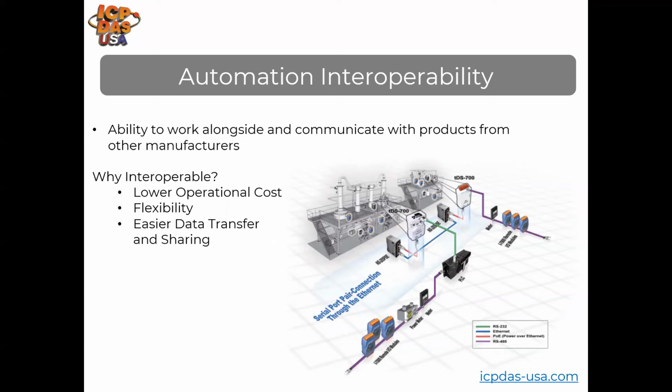Automation interoperability allows you to work alongside and communicate with products from different manufacturers. Different manufacturers produce different kinds of equipment. Sometimes there might be legacy equipment out in the field that communicates over some serial-based protocol. You may never have heard of it.